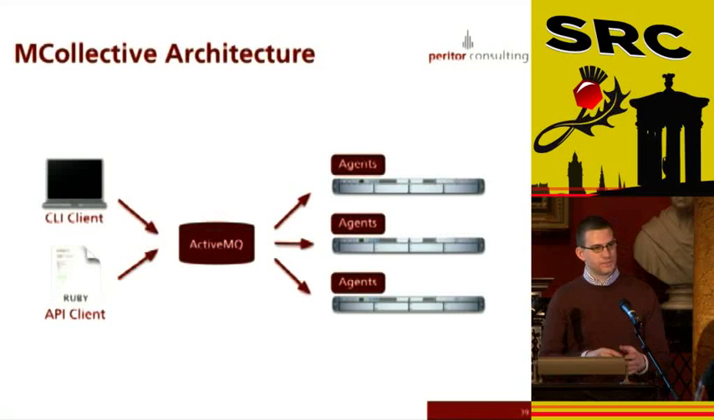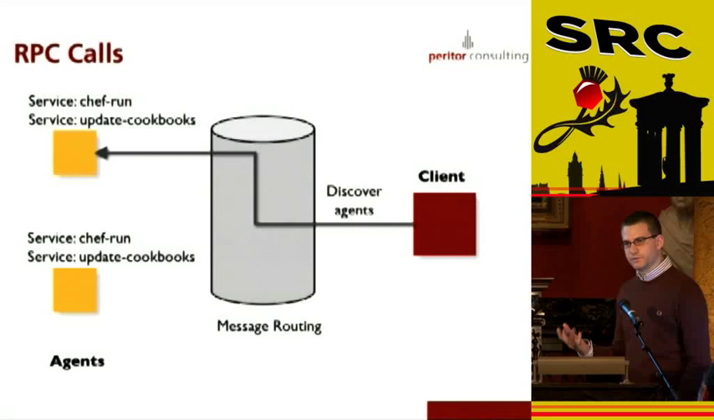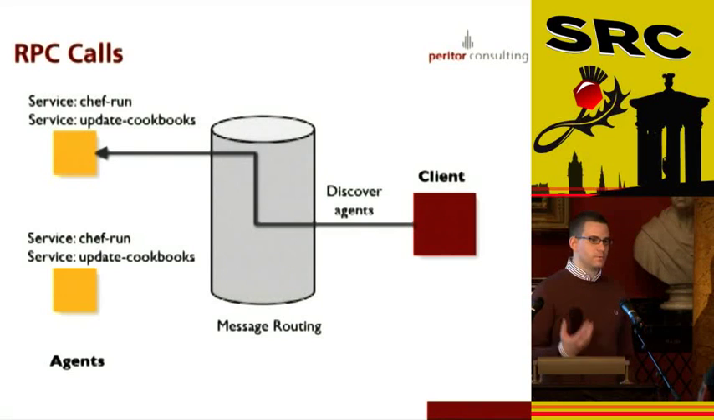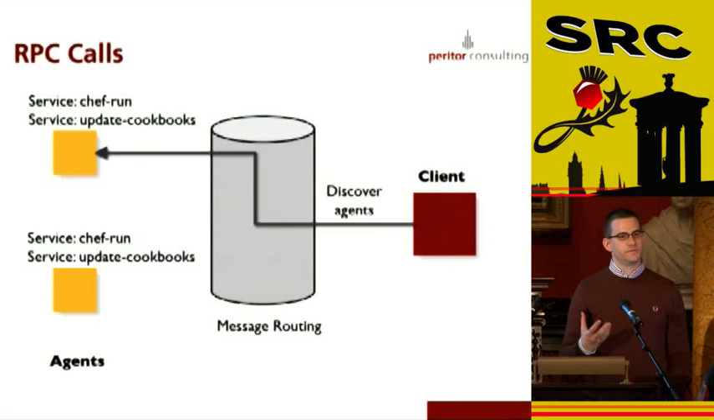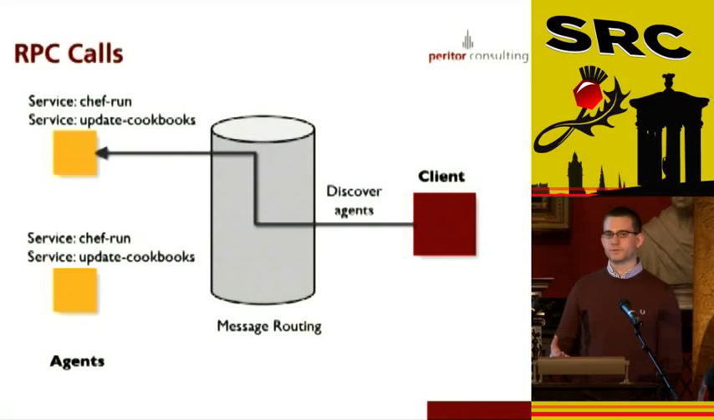And the idea is that you just call agents on remote systems, and those agents have to be implemented by you and could do whatever you want them to. So how does it work? The general idea is, first you have your client and you ask the broker, I want to call all agents that have a certain condition. I want to call a certain action on all of those.